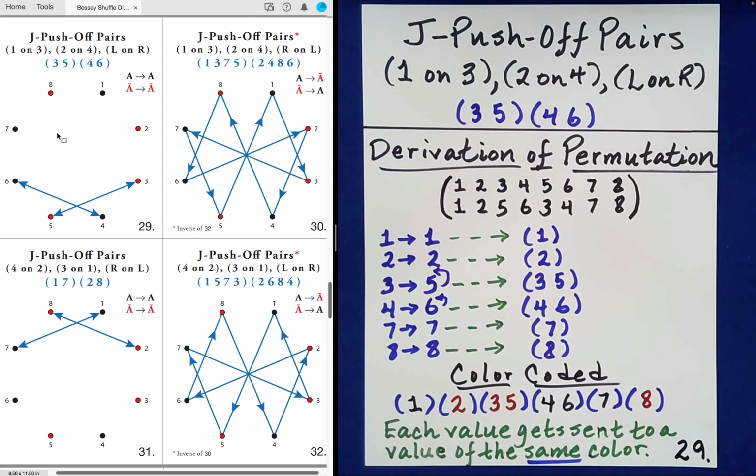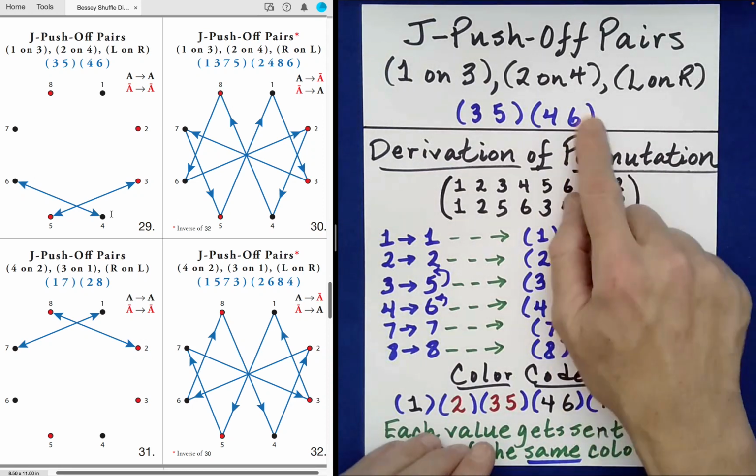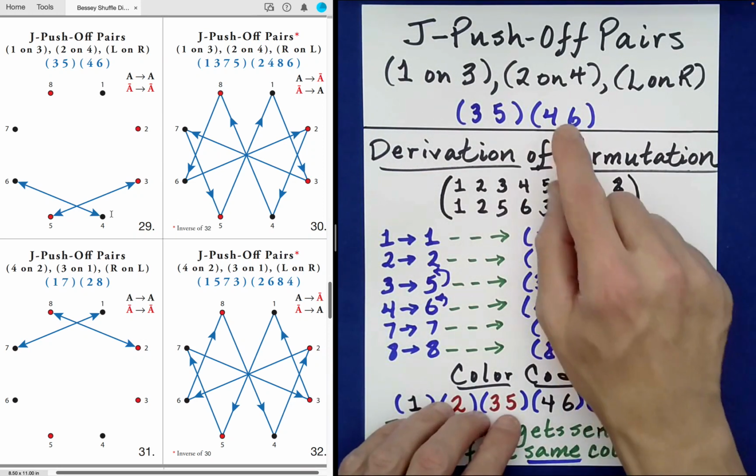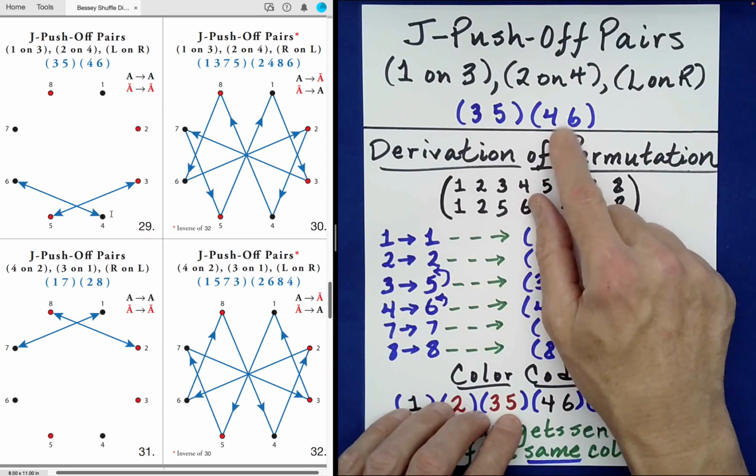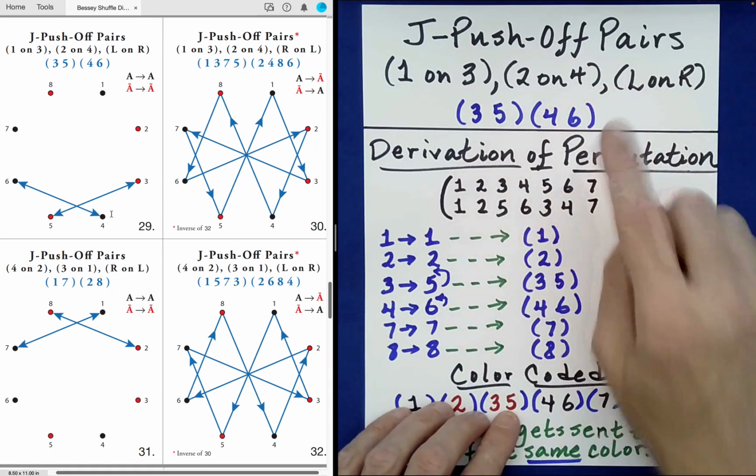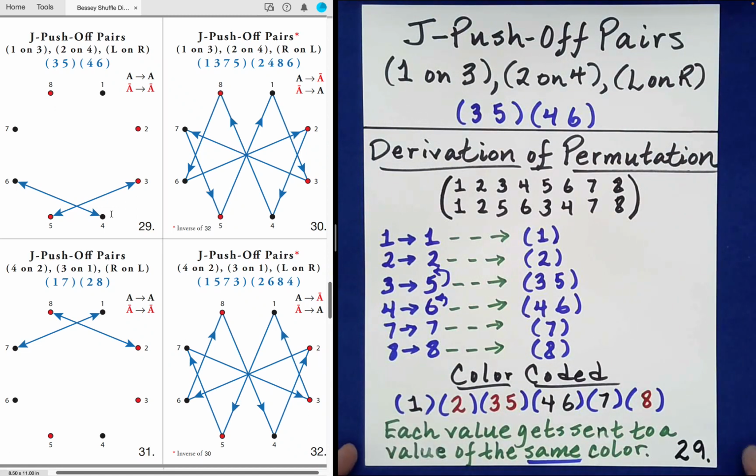Turning to our shuffle diagram, on the left, top row, we find the following. We have these 4 fixed points, 1, 2, 7, 8, and then we have these double arrow lines between 3 and 5, and also between 4 and 6. So that is the Bessey Shuffle diagram for this particular shuffle. And we can see that this shuffle has order 2 because it's a product of transpositions. That means if we perform this shuffle twice, we return the packet to its original order.